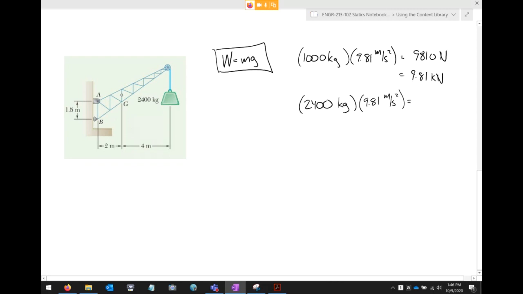Have you done centroids in another course? Oh, okay. Yeah, we'll be deriving some formulas for centroids later on. It's an incredibly important topic in statics.